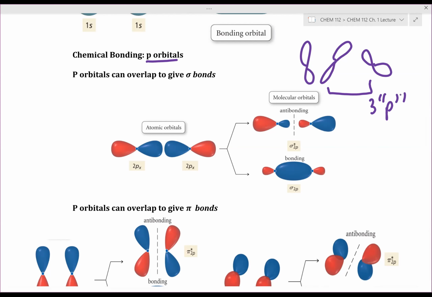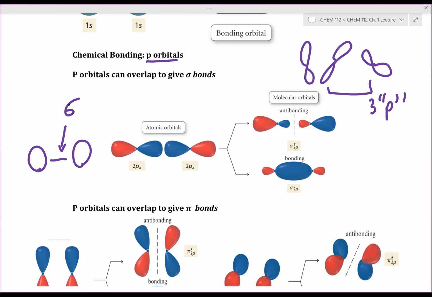Of course, we can use one of our p orbitals to overlap to form a sigma bond. We can overlap along the bond axis. This would, for example, be describing our oxygen-oxygen single bond. Sigma bonds, single bonds. Okay. However, after using up our first p orbital, do we have 2 other p orbitals left over that we can use for bonding? Yes, we do.